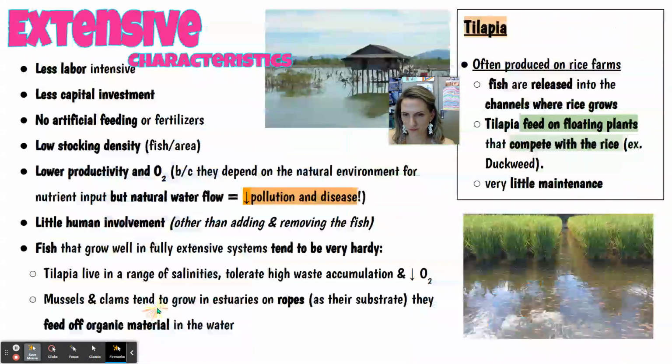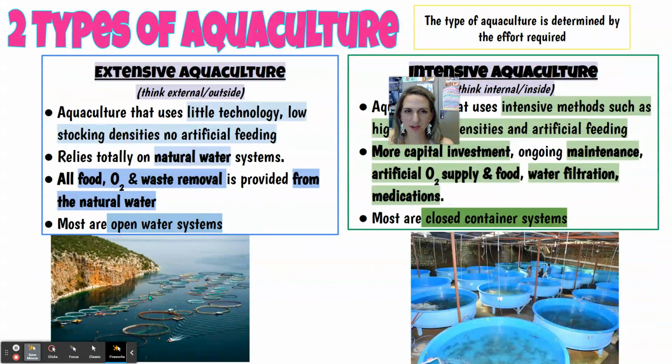How did I do a firework without it changing the slide? Whatever.